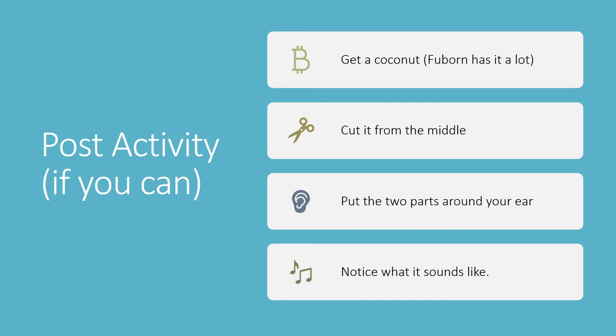So first of all, get a coconut, one that has a lot of water, and then cut it in the middle. You might need a strong knife to do that. And then put the two parts around your ears, and then notice what it sounds like. And then tell us in the comments or in Google Classroom, how does it sound? Does the mischief maker speak through the coconut? Let us know.